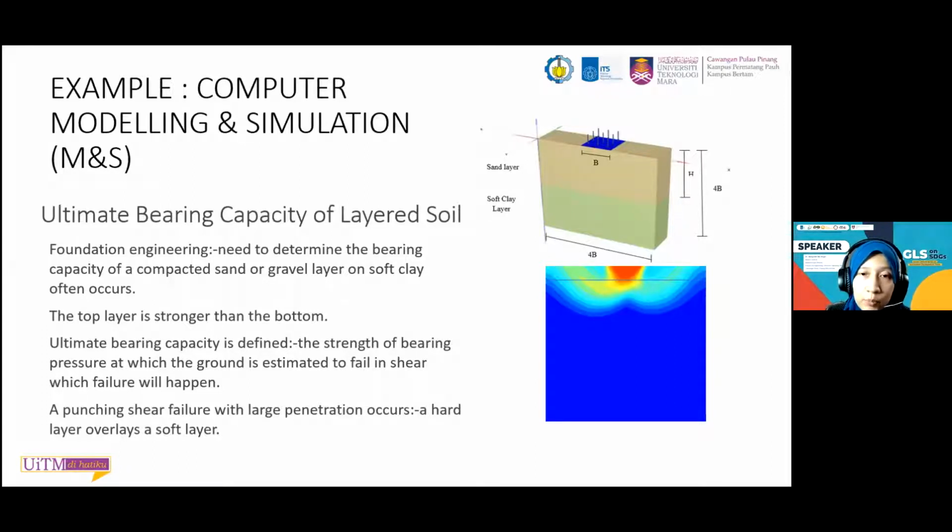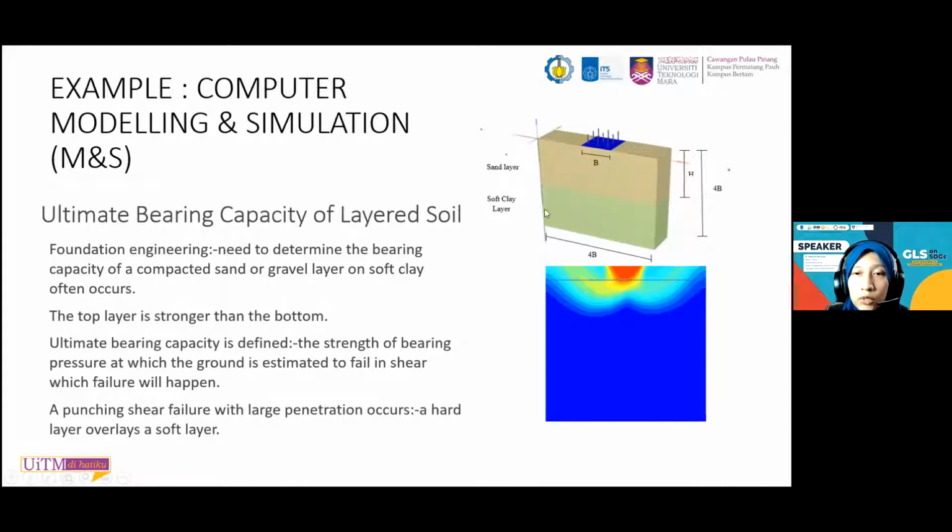So the purpose of doing this computer modeling for this project is to determine the ultimate bearing capacity of the layered soil. As you know, in foundation engineering, it is most important to determine the bearing capacity of a compacted sand or gravel layer on soft clay, which often occurs. So the top layer here, we can assume is stronger compared to the bottom layer.